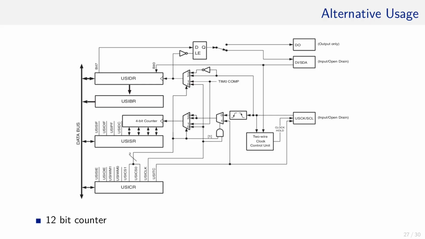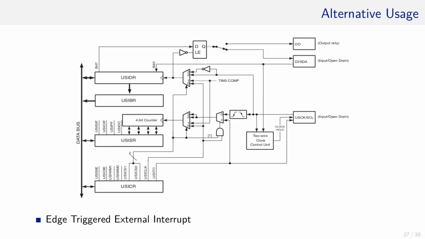Or alternatively, since the comparator of timer 0 is connected to USI, this comparator can be set to the top value, that is the maximum value, and every time this maximum value occurs, this USI counter increments. Since timer 0 is an 8-bit counter in the ATtiny, this timer is essentially extended by another 4 bits, making a 12-bit counter available in hardware.